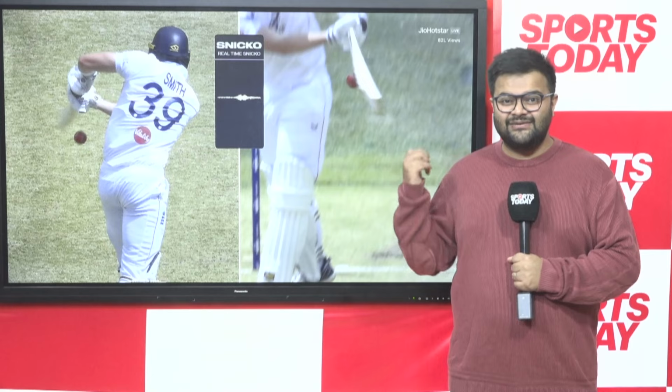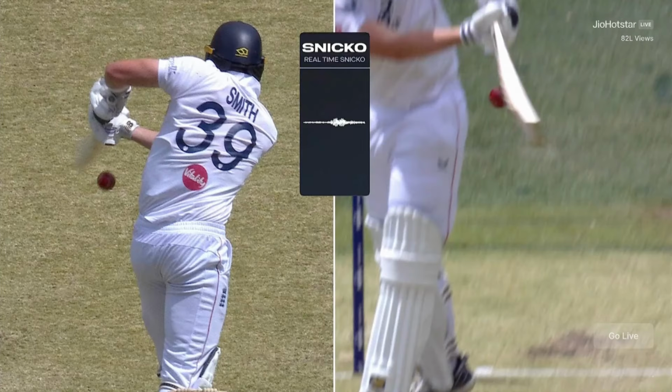And as you can see, there was a Snicko check. It was given not out, but a DRS call saw them actually look for a caught behind. And the thing is that whilst there is a clear nick, as you can see on the right side of your screen, when the bat seems near the ball, then you look at the left and see that there's a clear gap between bat and ball, and what makes it worse is that there's a snick coming at that point in time.